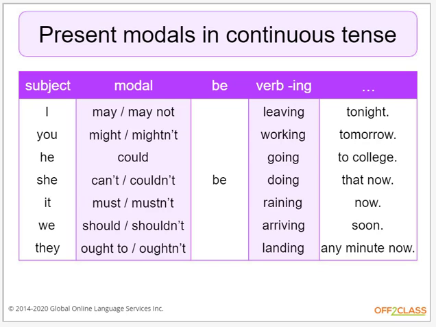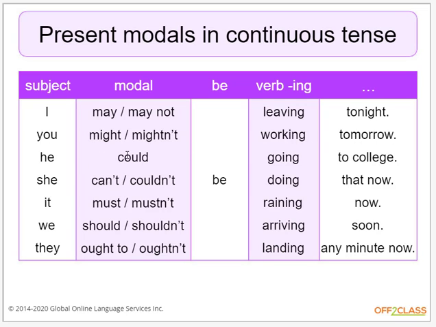So, present modals in continuous tense, right? So here's some examples. I want you to make sentences, right? So like, I may or may not be leaving tonight. So this is a verb with an ing ending. This is continuous tense, right? These are continuous tense, and these are modals, right? Like, you mightn't, or might not be working tomorrow.